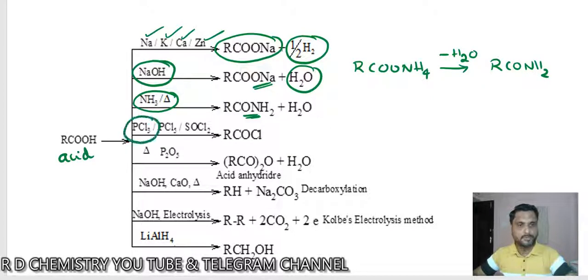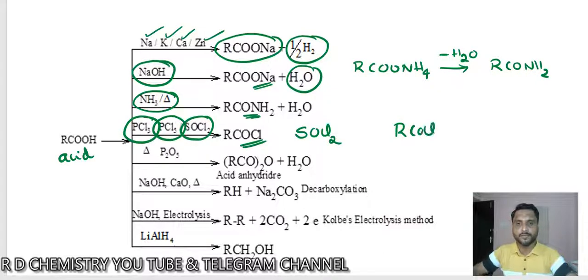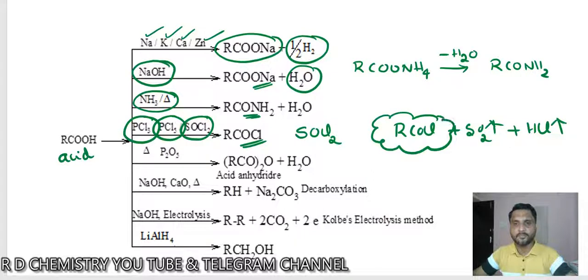Carboxylic acid reacts with PCl5, PCl3 and thionyl chloride to give acid chlorides. And what is the best method here? Thionyl chloride is the best method because the side products formed are sulfur dioxide, a gas that escapes out, and hydrochloric acid, which on strong heating also escapes out, therefore leaving behind pure acid chloride. So thionyl chloride is one of the best methods.